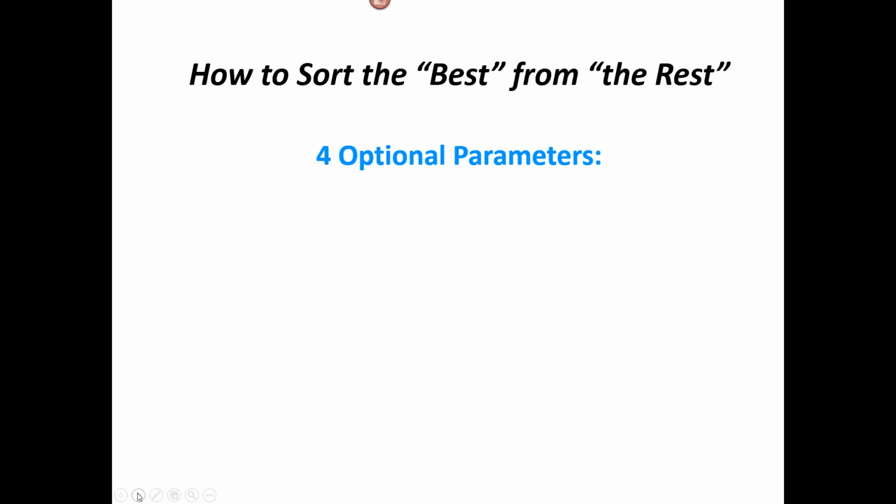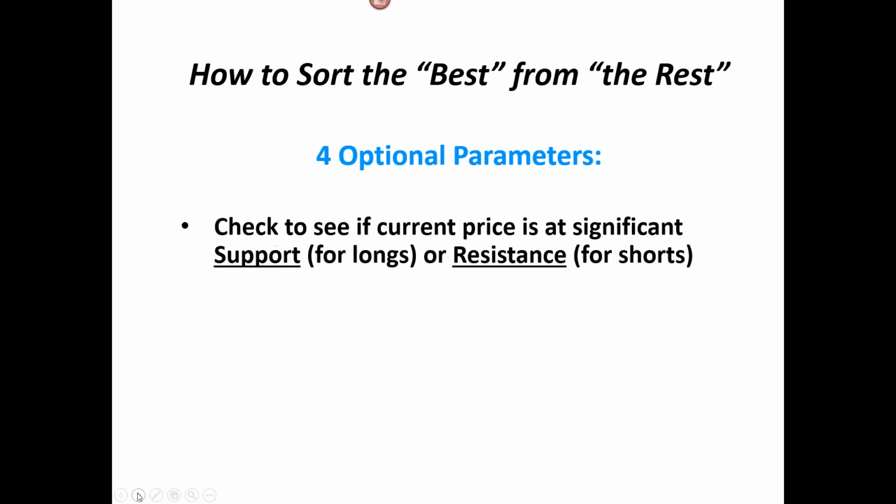But here are the things that we're looking for when we are sorting out the best from the rest. We want to see that current price is trading at a level of support if we're going long, or resistance if we're going short, right? Technical analysis 101. Buy support, sell resistance. That's your mantra right there for this system.